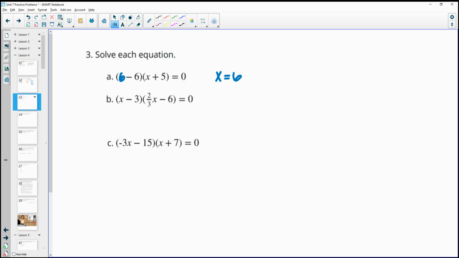And in this next one, x plus 5 needs to equal 0. So if x was negative 5 in this one, negative 5 plus 5 would be 0. So another solution would be x equals negative 5. So positive 6 and negative 5 for that first one. In this second one, this first factor is pretty easy to figure out, this would be a 3. 3 minus 3 is 0. So one solution would be x equals 3.